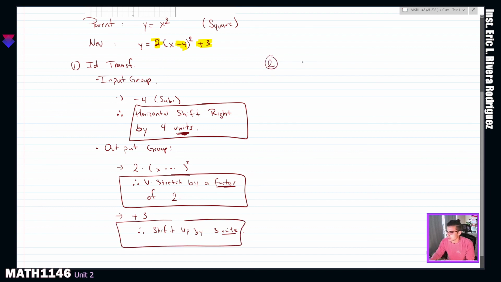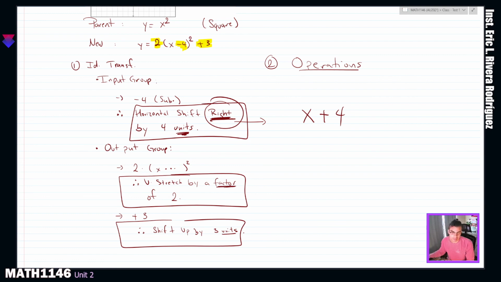Two, let's identify the operations. Horizontal shift right by 4 units. That means that all x coordinates are going to be added by 4. Careful with that. On the equation we have minus 4, but we are moving to the right. So all the x coordinates are going to be added by 4.